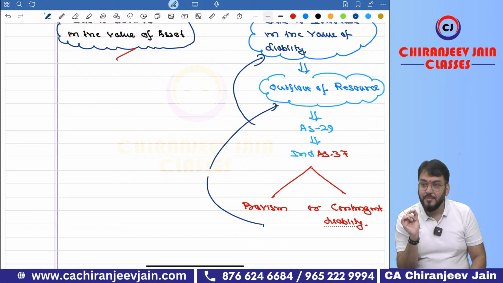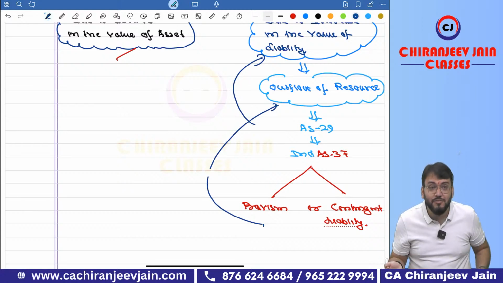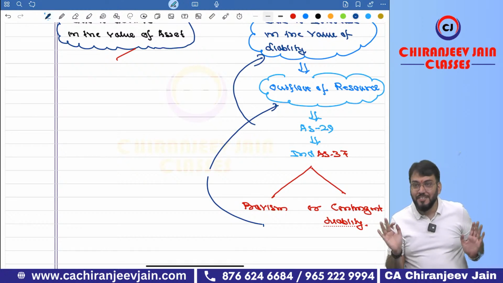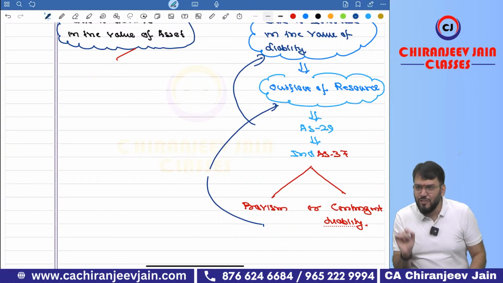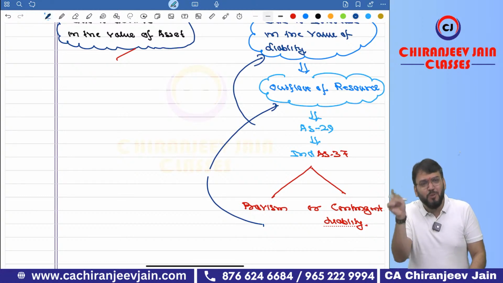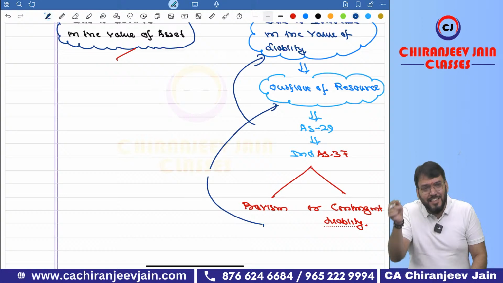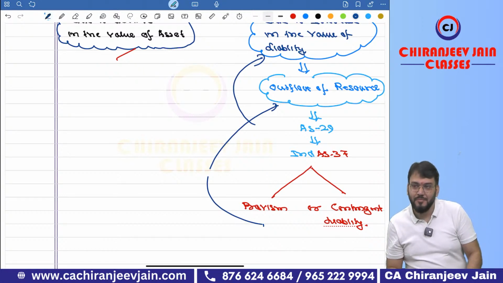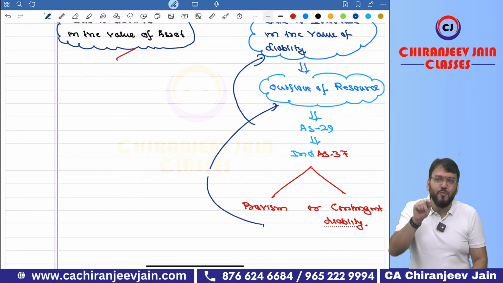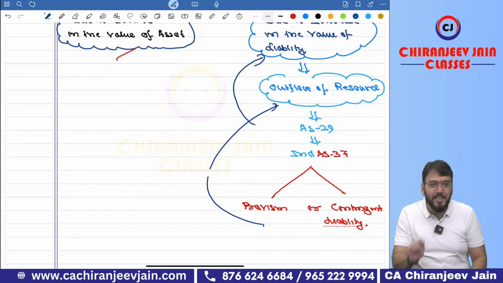Correct? Arising due to past event. My second question to you all: whether provision for doubtful debt is a liability.